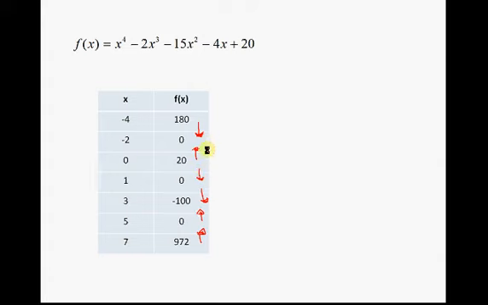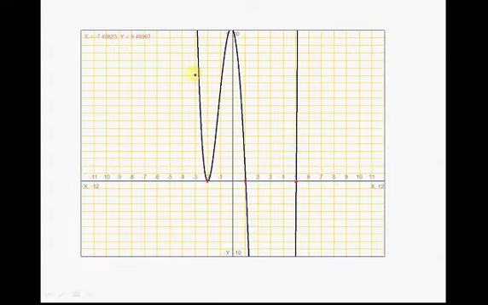Let's take a look and see what's going on. And voila, that's what's going on. It's going down from -4 to -2, and then going up, right? From -2 to 0, and then down, and continues to go down past the root, and then comes back up past the root of 5, and then continues on to infinity as x goes to infinity.